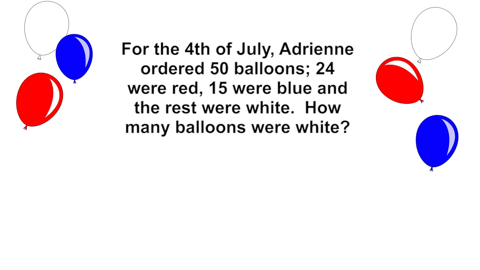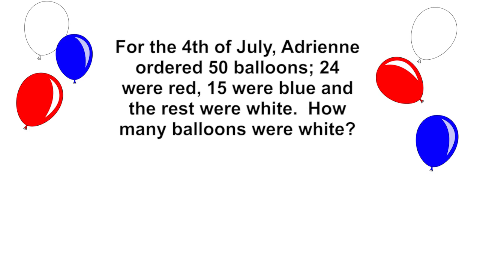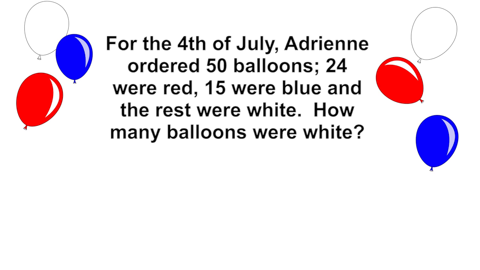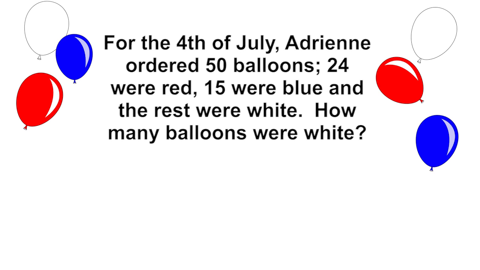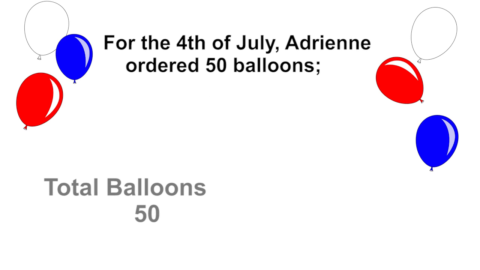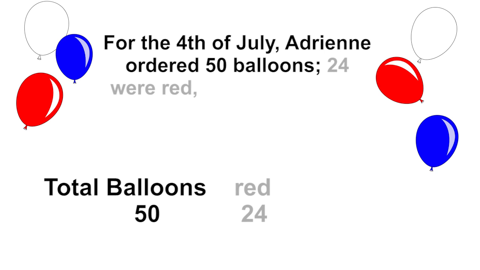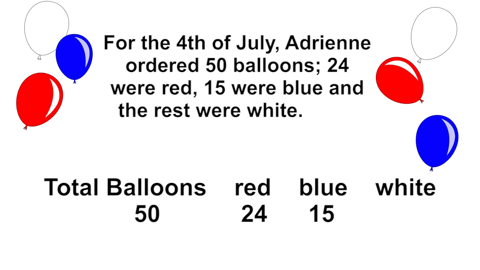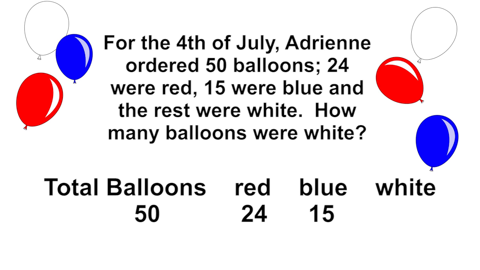For the 4th of July, Adrian ordered 50 balloons. 24 were red, 15 were blue, and the rest were white. How many balloons were white? Again, let's take it piece by piece. Adrian ordered 50 balloons. That's the total number of balloons, 50. 24 were red, 15 were blue. The rest were white. This is the value we do not know. I will represent it with the letter W.